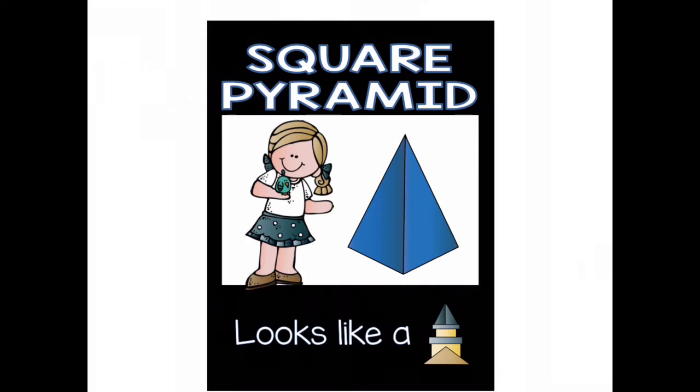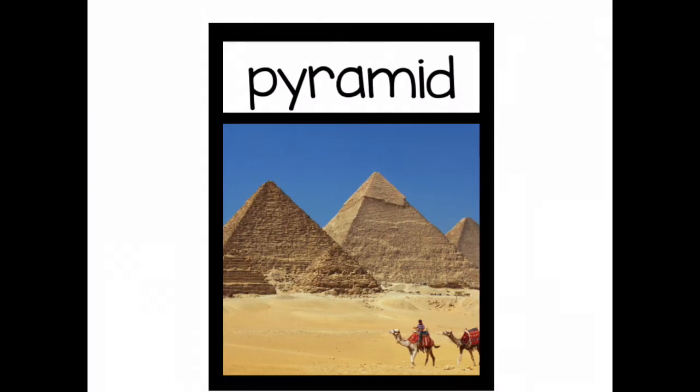Here's a pyramid. What shape do you see here? You are right, a triangle. And at the bottom of the pyramid, can you guess what shape you might see if I were to draw underneath this? You're right, there's a square at the bottom of the pyramid. Have you ever seen a picture of these before? The pyramids in Egypt? That's exactly what a pyramid looks like.